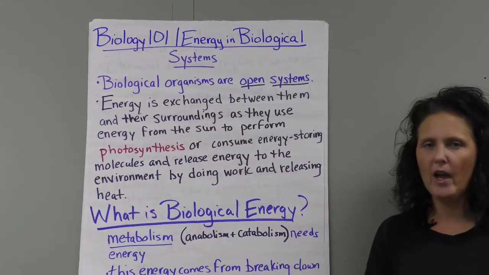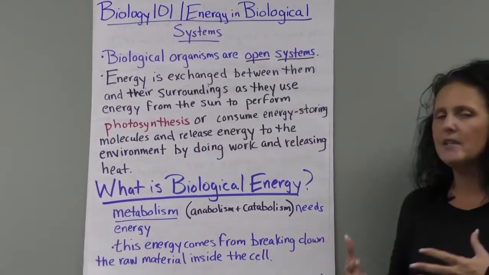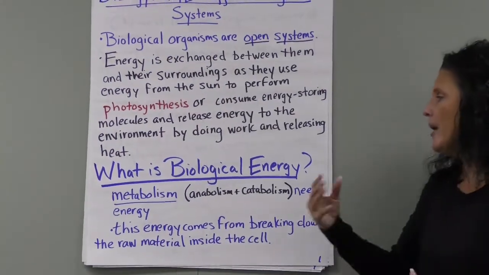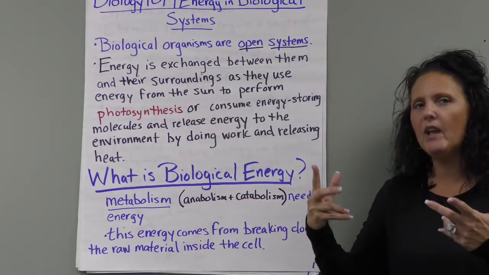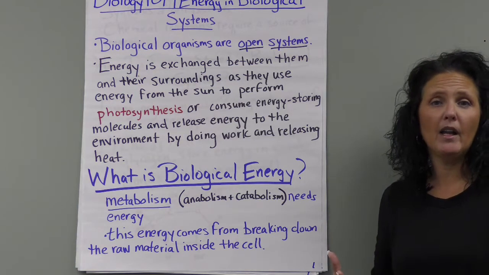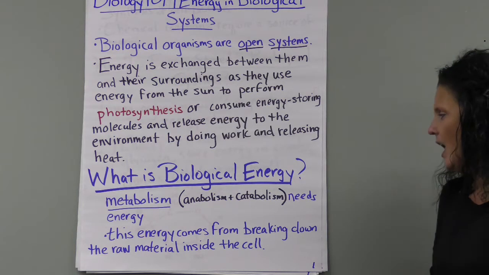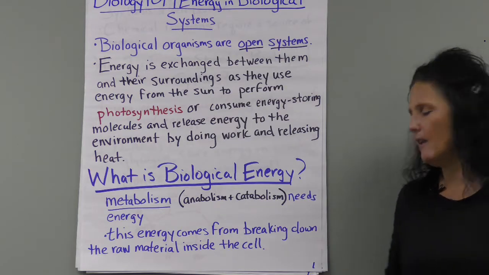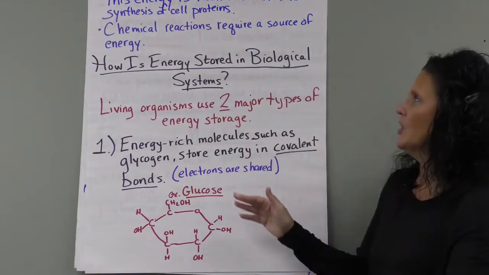What is biological energy? We're going to look at metabolism, and I've written for you here that metabolism needs energy. We've looked at metabolism before in our health and wellness videos, but metabolism is a combination of both anabolism, where we're building things up, and catabolism, tearing them back down. So that's what happens in your body, right? You build things, you tear them back down. So why do we need energy, and where does it come from? We're going to break down those raw materials that we looked at that are inside of the cell, and we're going to get energy for your body because you need energy to be able to function.